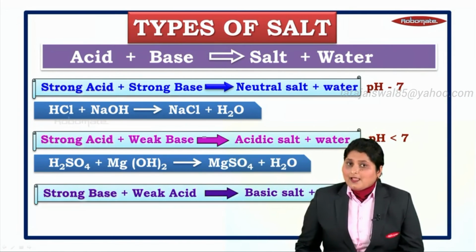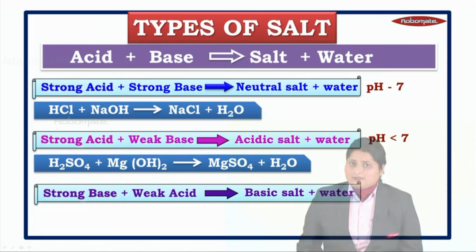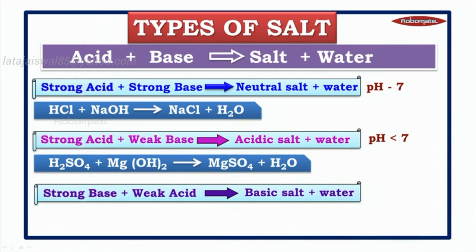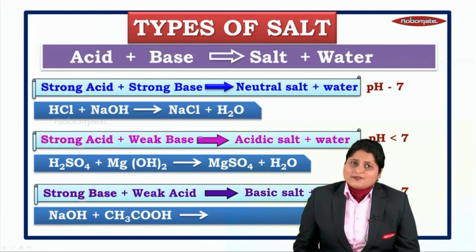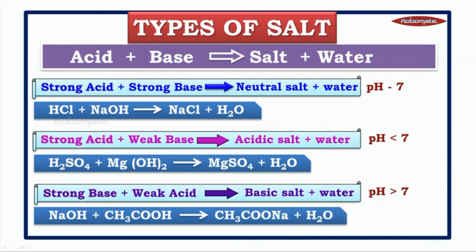Let's move ahead. Now, this time, instead of strong acid, we take strong base, making it react with weak acid. So, the salt which is going to form is basic salt, along with the release of H2O. And if we check the pH of this solution, it is obviously more than 7. Let's take an example. We take strong base, that is NaOH, all of us know by now, and weak acid, that is acetic acid, CH3COOH. And the salt which is going to form is sodium acetate, whose molecular formula is CH3COONa, along with release of water.